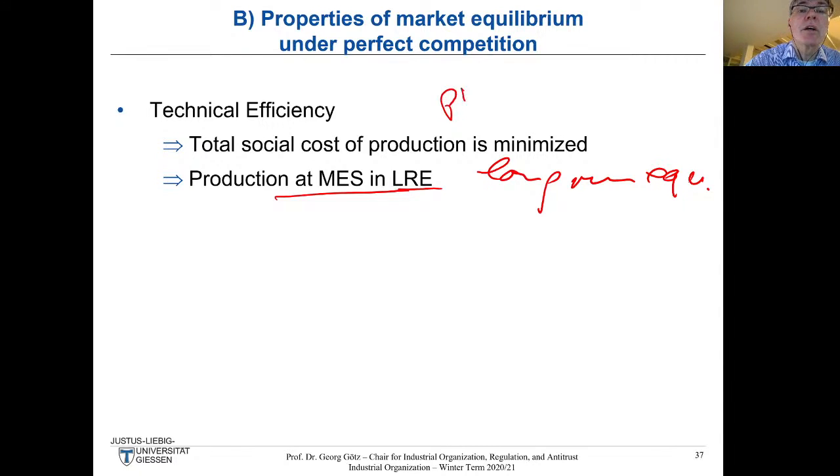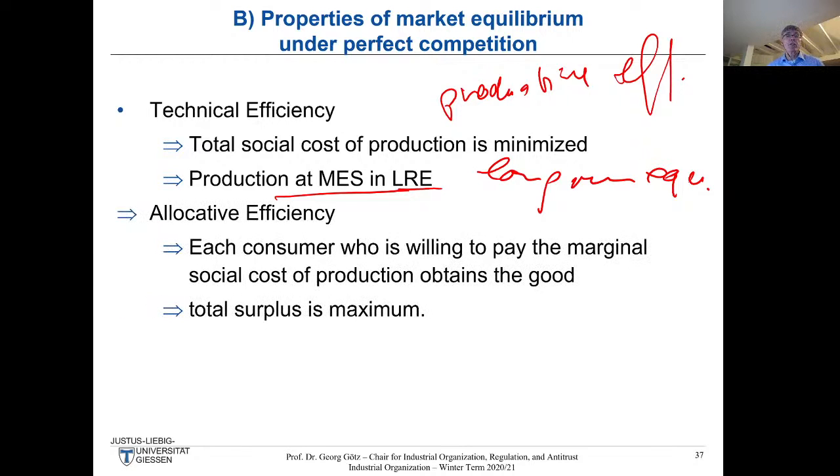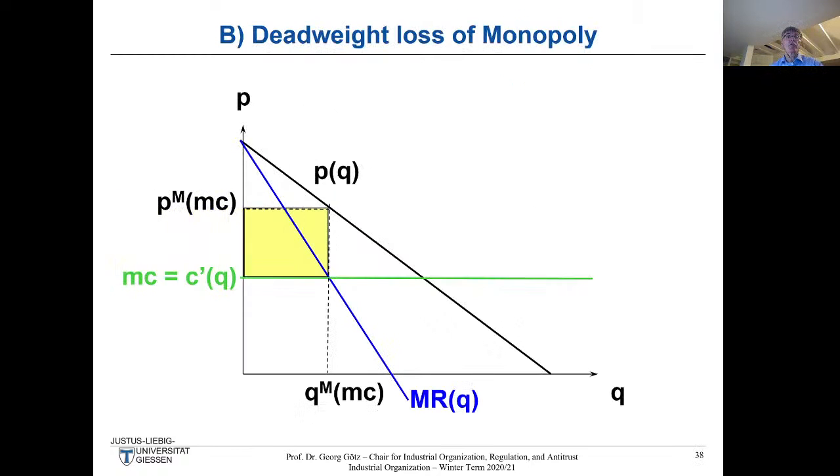We produce at the minimum, at the most efficient cost level. And we also have allocative efficiency. What does that mean? Each consumer who is willing to pay the marginal social cost of production, which is also the marginal cost of our firms, obtains the good, and that means we maximize total surplus. And that can also be illustrated here by means of our diagram.